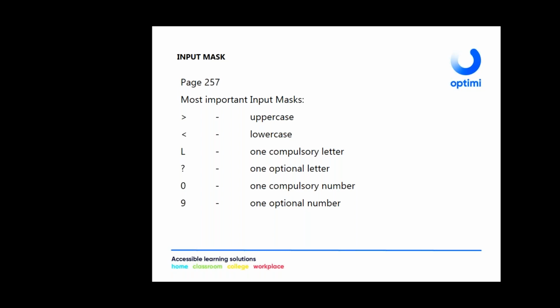A capital letter L means one compulsory letter. And a question mark means one optional letter. A 0, that's a zero, not an O, means one compulsory number, and a 9 means one optional number.